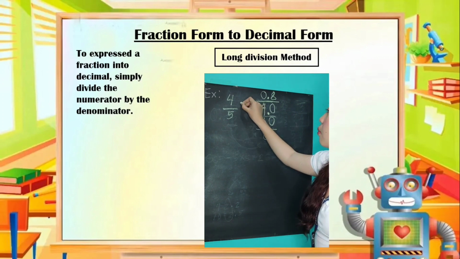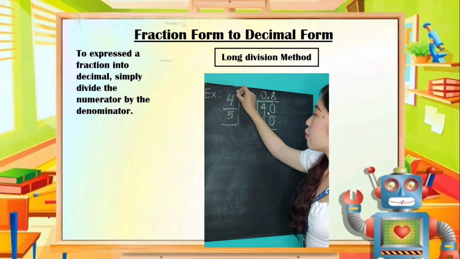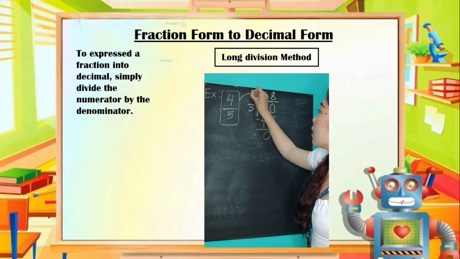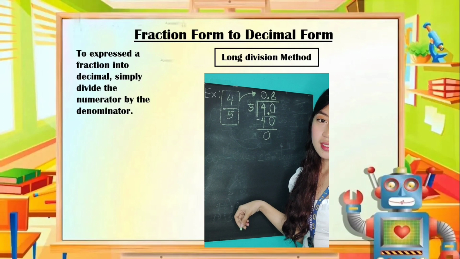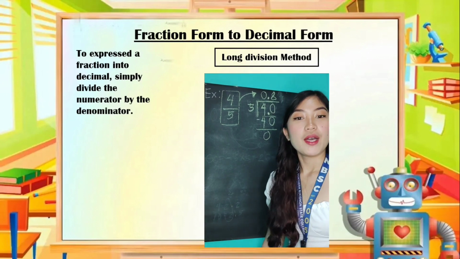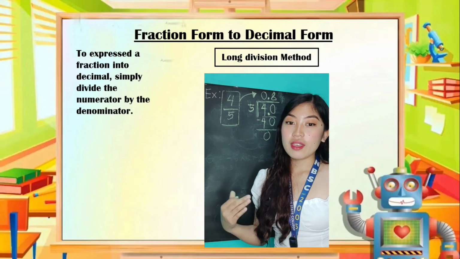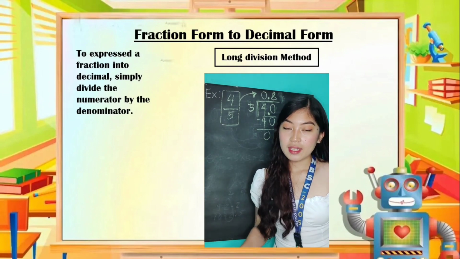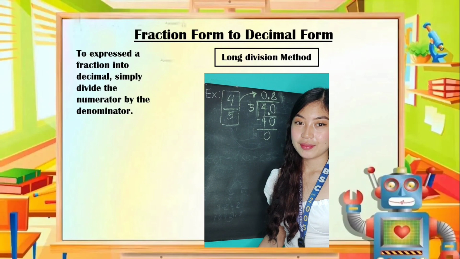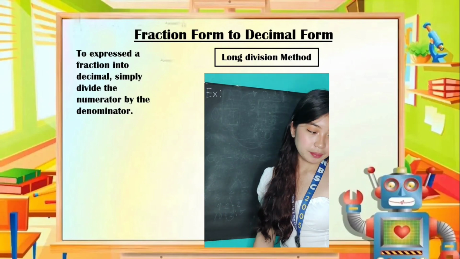So the decimal form of the fraction 4 over 5 is 0.8 or 8 tenths. Okay, so 0.8 is called a terminating decimal because the final remainder is 0 and the division ends. So let's have another example.